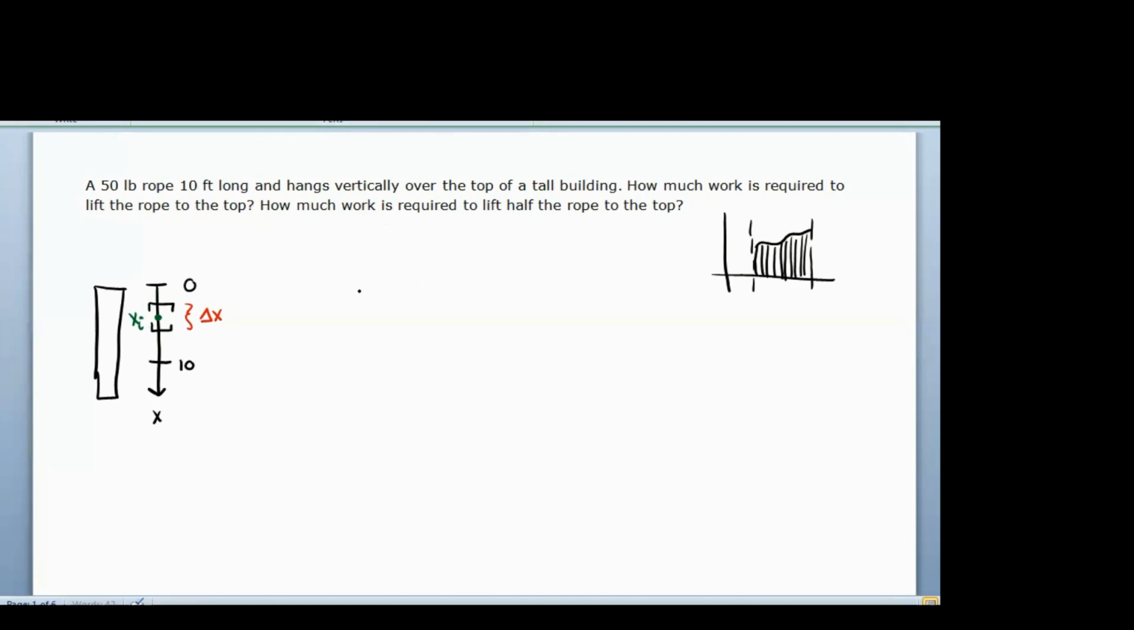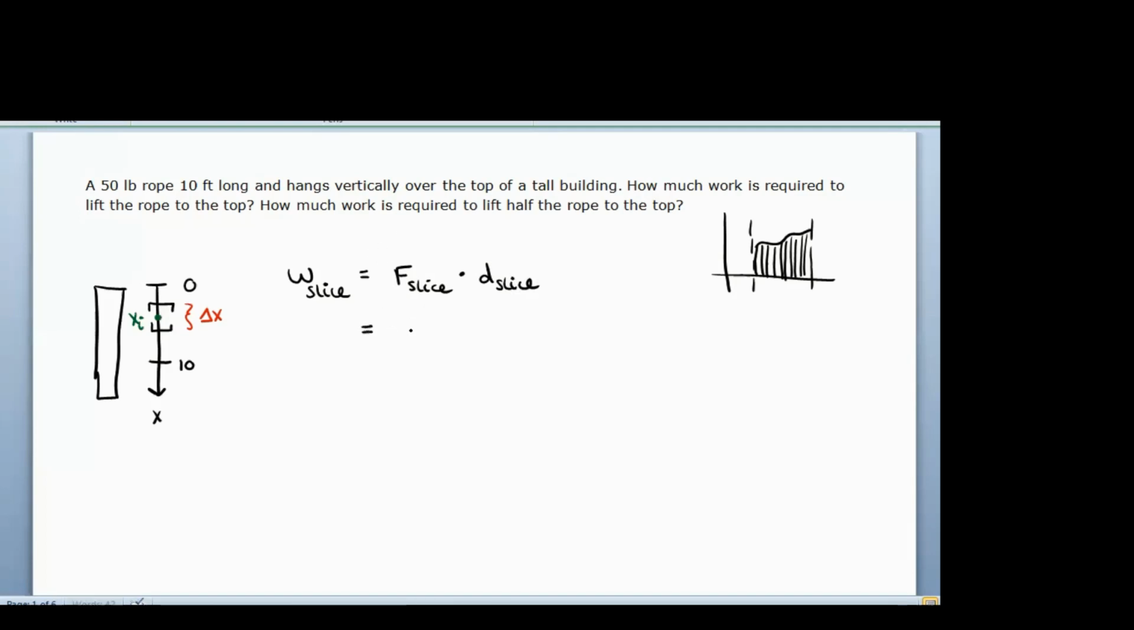And so what do I need to find? Well, I'm looking for the total work, but first I'm going to find the work just to move one of my slices. So here I need to find the force per slice times the distance per slice, right? Work is force times distance.